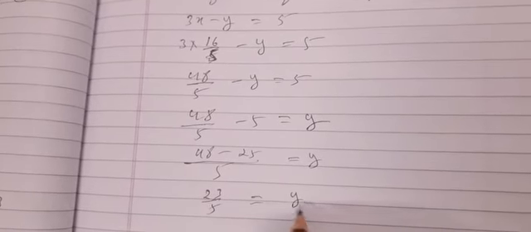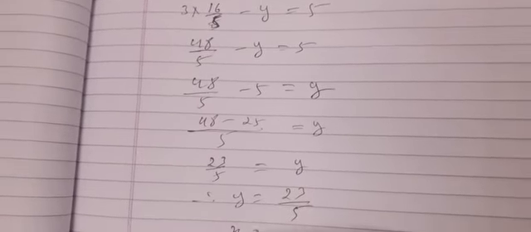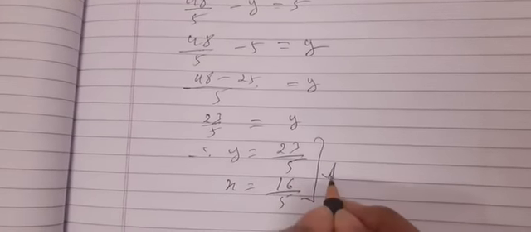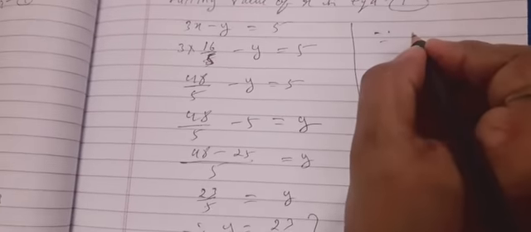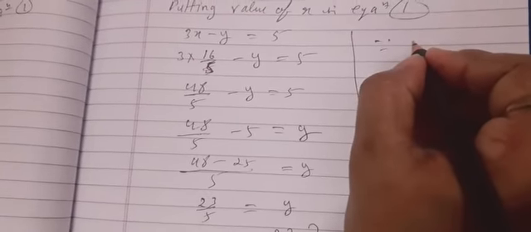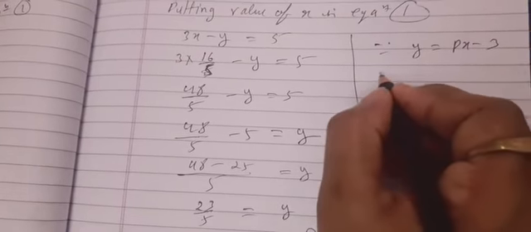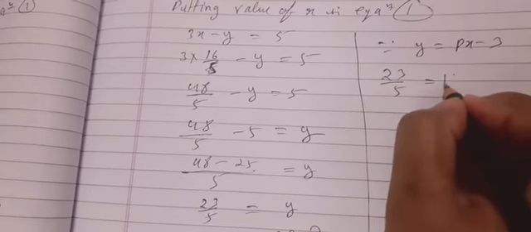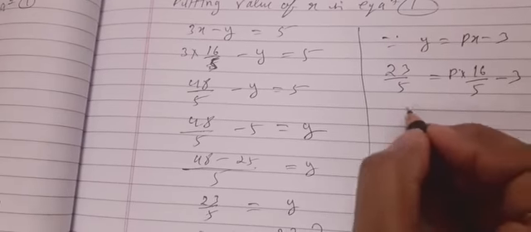Okay children, so we have both the answers, x and y. y is equal to 23 by 5 and x is equal to 16 by 5. These are the 2 answers. But we have to find the value of p. And what was the equation? The equation was y is equal to px minus 3, so we'll put the values in. In place of y we will write 23 by 5, p is as it is, and x is 16 by 5, minus 3. We will shift it here.